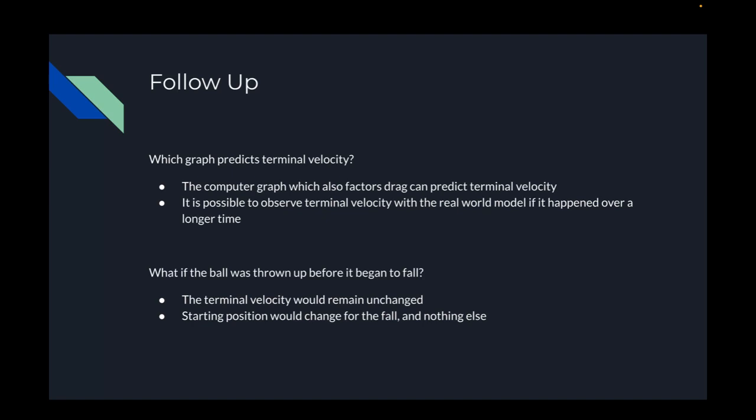If the ball was thrown up before it began to fall, that would not change terminal velocity, as that is a factor of drag and mass. And the starting position of the fall would change, of course, if you dropped it or if you threw it up in the air first. But other than that, nothing would change relative to this lab, as it would just be the same mass and the same surface area.